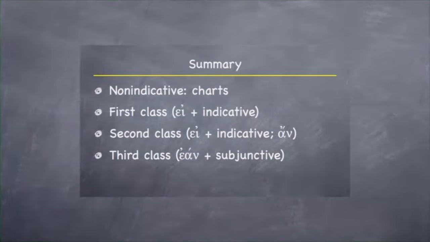First-class conditional statements, statements of fact, are formed with ei in the indicative in their protasis. It's assumed to be true for the sake of the argument. Second-class conditional sentences are contrary to fact statements. They are ei plus the indicative in the protasis and probably will have an in the apodosis. And there's third-class conditional sentences, which are ean plus a subjunctive in the protasis, and they can be future more probable or present general. Same form for both.